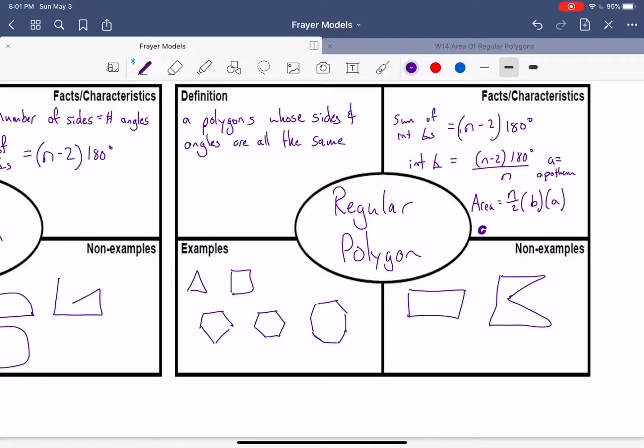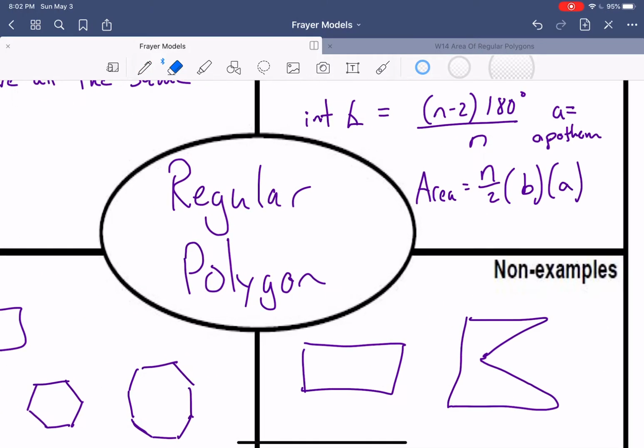So let's rewrite that. We can say A for the apothem is equal to, and what we ended up doing, right, was our base divided by the tangent of 360 divided by n. Let me rewrite that because it's not looking too clear. So we had A is equal to, and we said our base divided by the tangent of 360 over n.